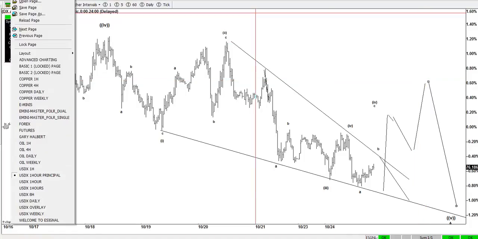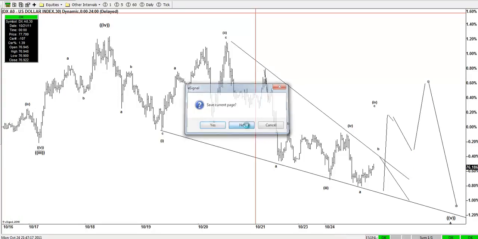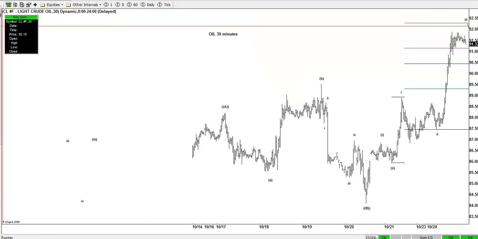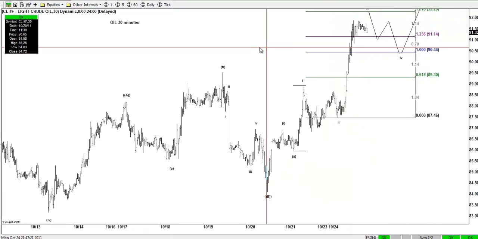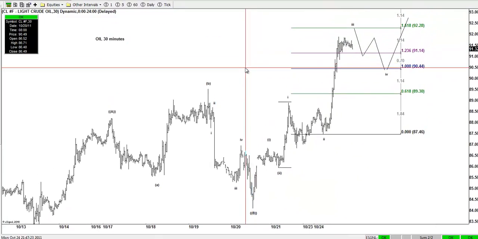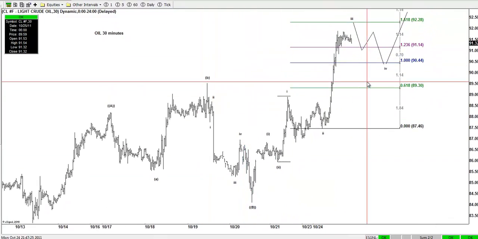We opened up a little bit today due to the fact that the oil, which was the one leading our forecast in some degree, turned out to be a B-wave flat.